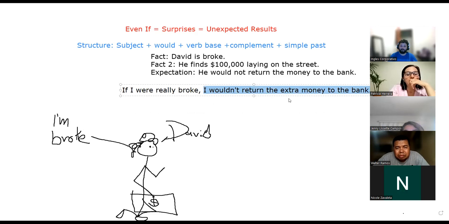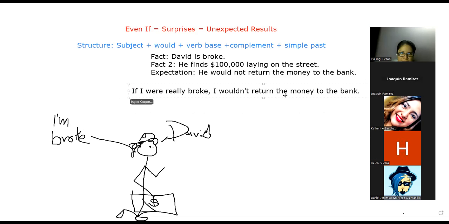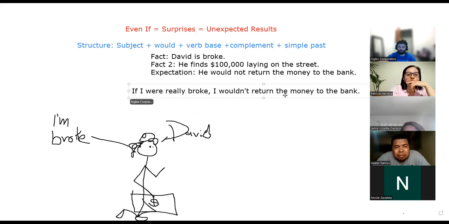I cannot use even. If I were broke, I wouldn't return the money to the bank, okay? So we're using, guys, if for an expected result, got it? That is the difference, okay? We are using if for an expected result. Sounds good? So far, so good?